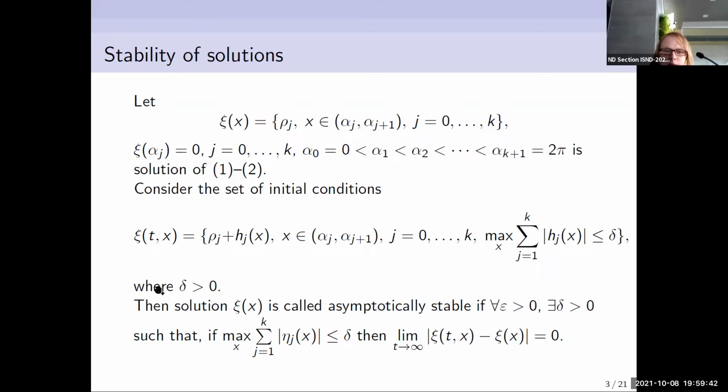Then we consider the set of initial conditions. In this set, we have the small functions h g of x. Small perturbation, small function means in this case that the maximum of the sum of absolute values of these functions is less than some positive delta number. Then we can define the stability of solution. Solution C of x is called asymptotically stable if for each positive epsilon there exists positive delta, such that if the maximum of the sum of functions h g is less than delta, then the limit of this absolute value is equal to 0.